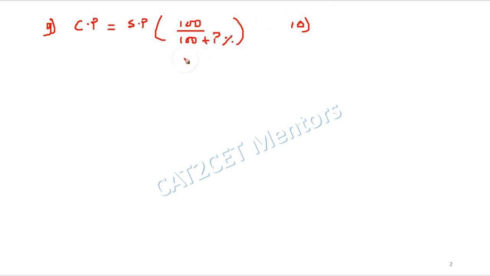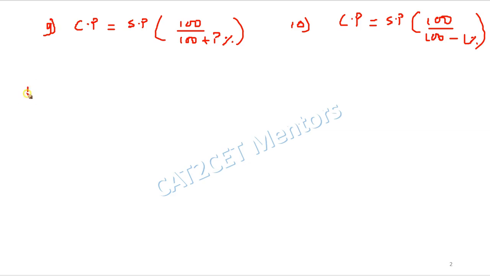Now this is in terms of a profitable transaction. In terms of a loss making transaction, it is going to be like this. I hope the concept is clear to all of you. Now we can arrive at these formulas by reshuffling. Now there's one more formula.